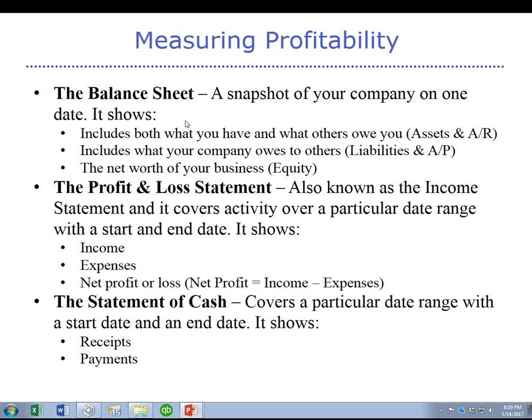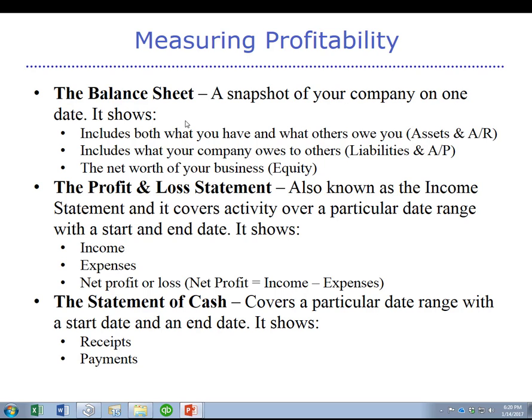The balance sheet could be described as a picture of your company. So if I take a camera and take a snapshot of your company, that is what the balance sheet would show. It shows what you look like as of a certain date when you run the balance sheet. So it shows you both what you have and what others owe you. That's your assets and accounts receivable. It shows what your company owes to others. That's liabilities and accounts payable. And then it shows the net worth of your business, and that is equity.